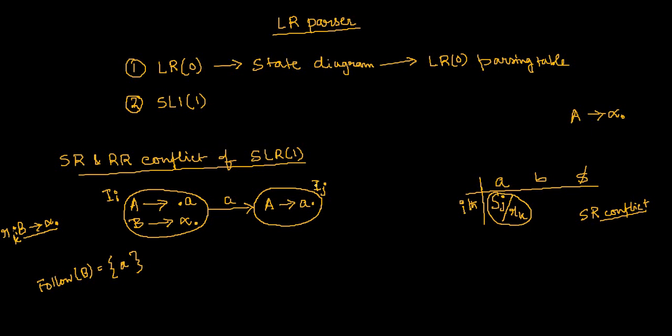Somehow we have to find a state in the state diagram for which this type of situation occurs. After the dot, what we have, for example, let's draw it in a circle. So after the dot, if the terminal we have is in the follow of the left hand side of the reduced move present in the same state, then an SLR1 parser is not possible to design because of the SR conflict.